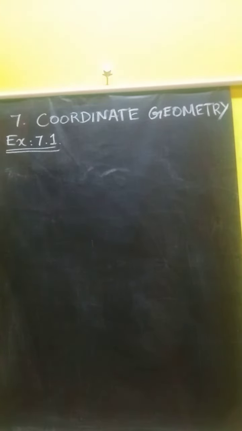Exercise 7.1 from coordinate geometry. Problem number 1 is find the distance between the following pairs of points.